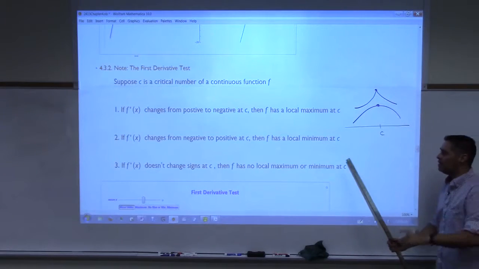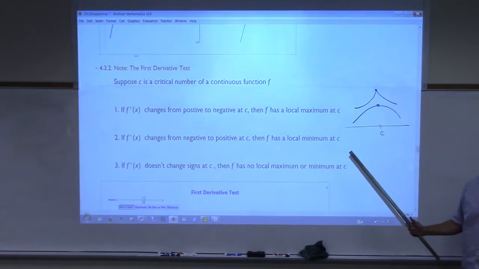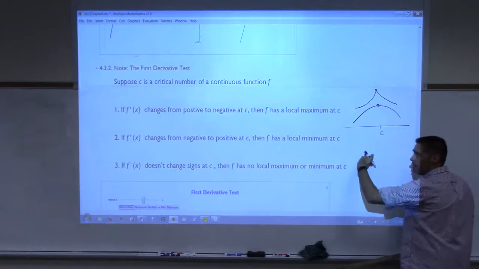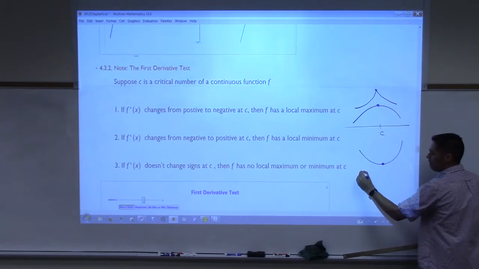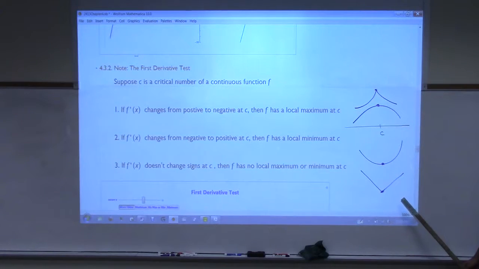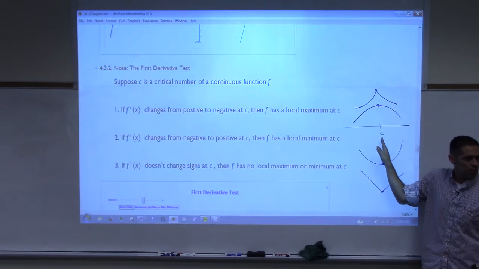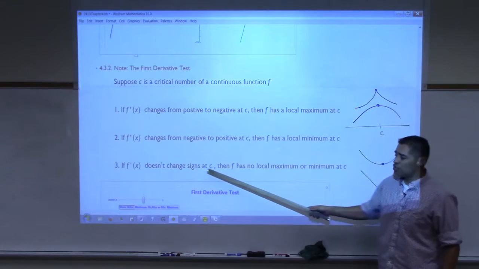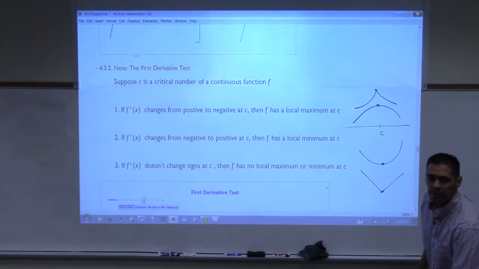Now, on the other hand, if your derivative changes from negative to positive, then it's going to be a local minimum, right? Because you're going to be going down and then going up. So that would look like this. Or again, you could have a corner or a cusp like that, and we'll have a local minimum. The condition though is that this c has to be a critical number for this to work.